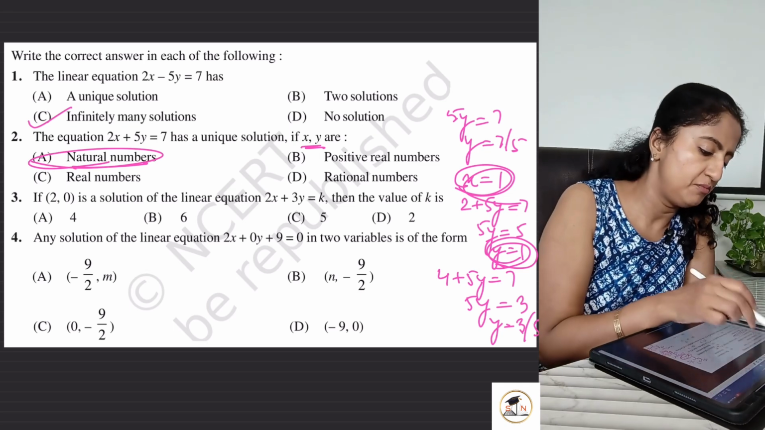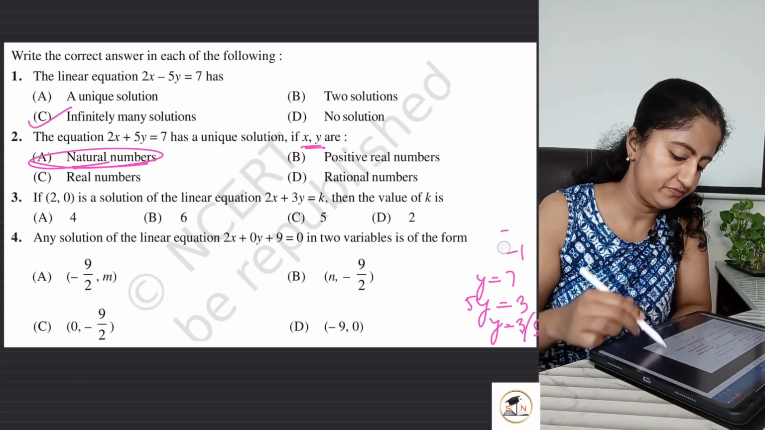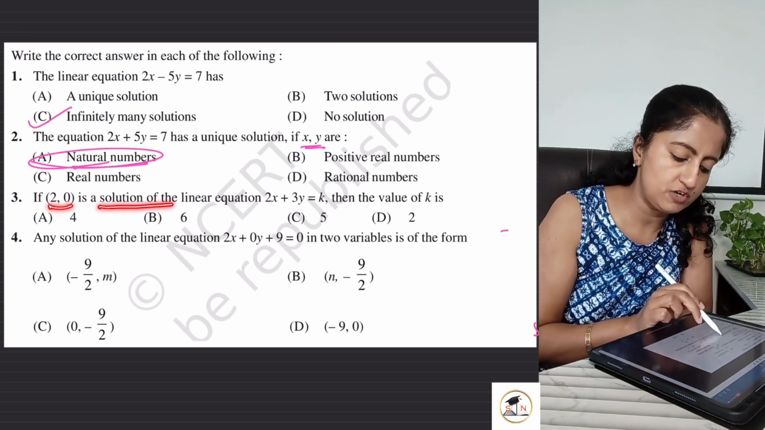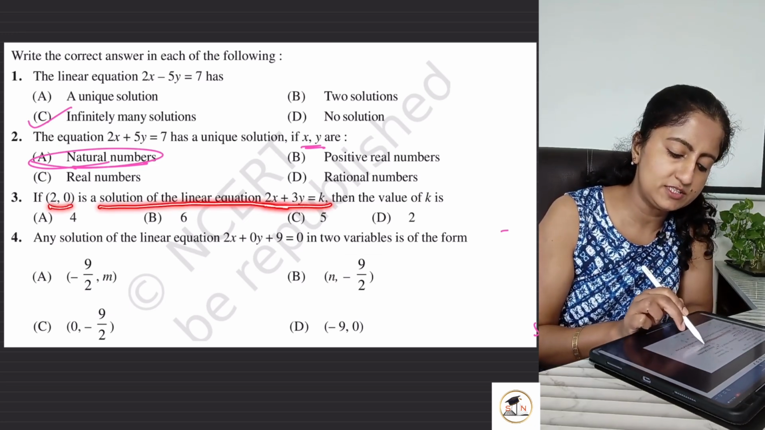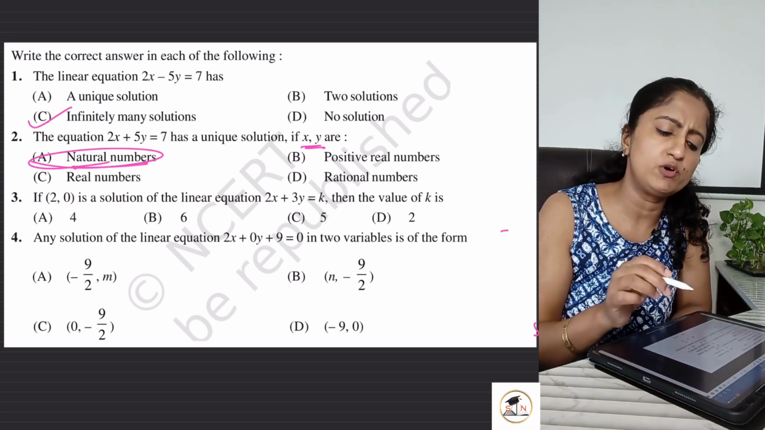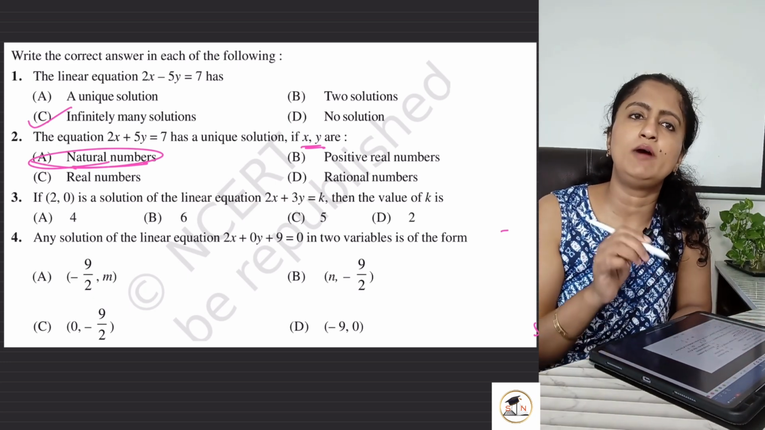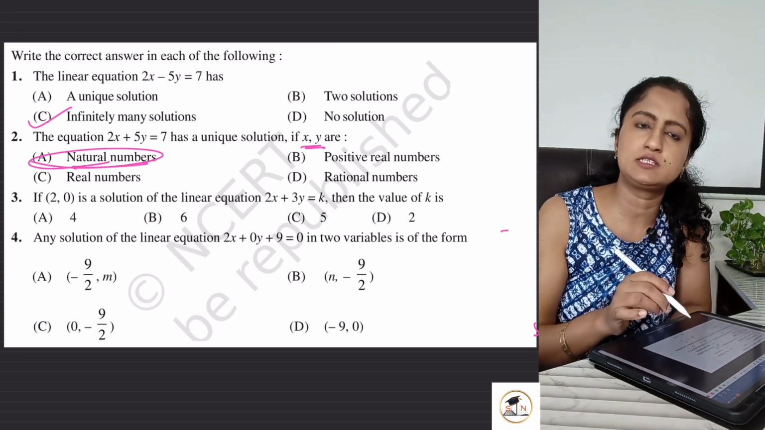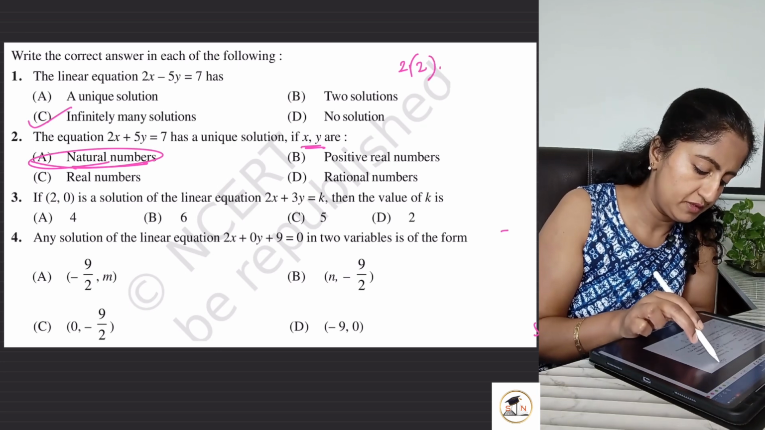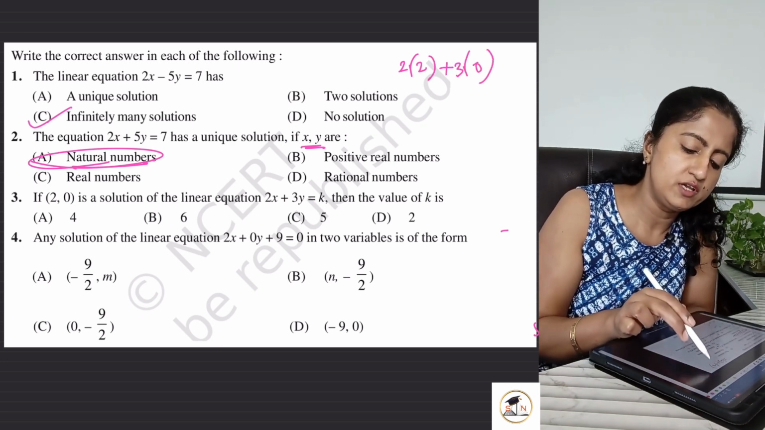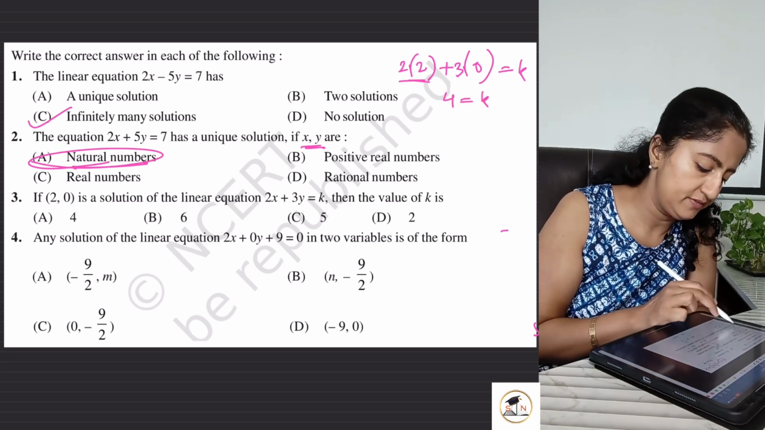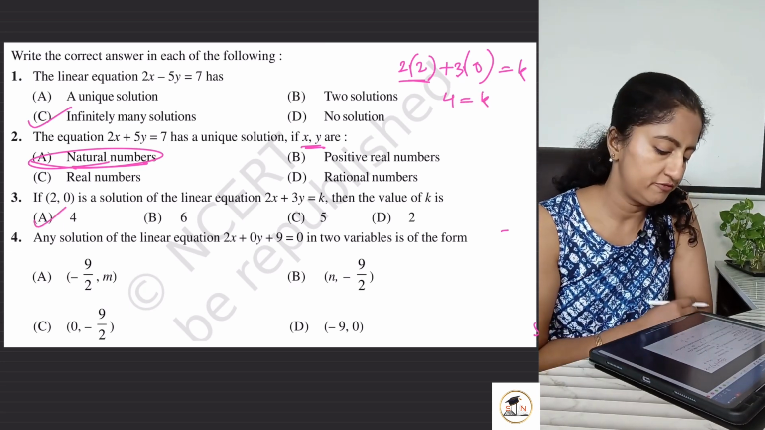Okay. Now, moving on to the next question. So what do we have over here? If (2, 0) is a solution of the linear equation 2x plus 3y equals k, then the value of k. बहुत easy question है. What you need to do? You just need to plug in the values of x and y as 2 and 0 and solve for k. So what do we get? 2 times 2 plus 3 times 0 equals k. क्या value आ गई? 4 equals k, right? And here we get 4.